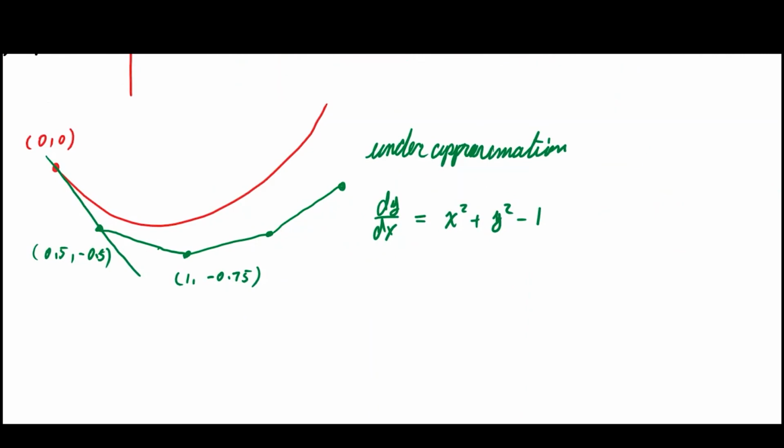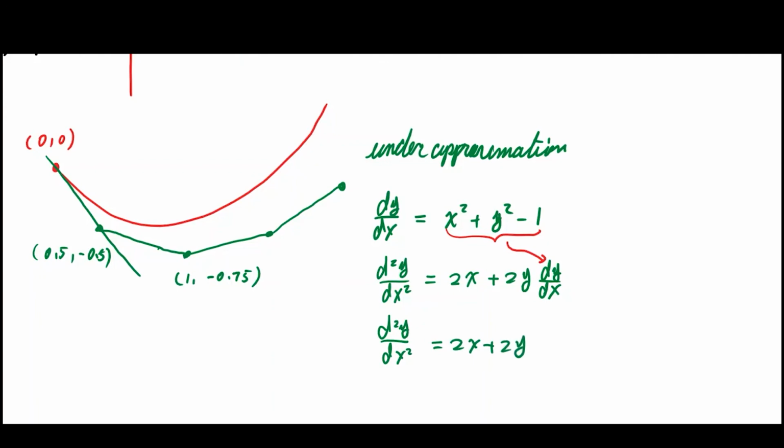Okay, now we want to do the second derivative, which tells us the concavity. Well, this one is 2x, this one is 2y, and then of course the chain rule, and then the minus 1 dies. Now, what is dy over dx? dy over dx is all of this. Then we can plug that in here again. So our second derivative becomes 2x plus 2y times x squared plus y squared minus 1. Now we have to know whether that is positive or not.